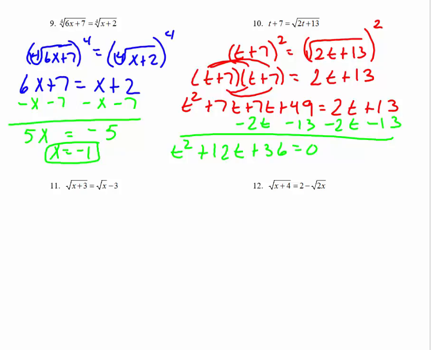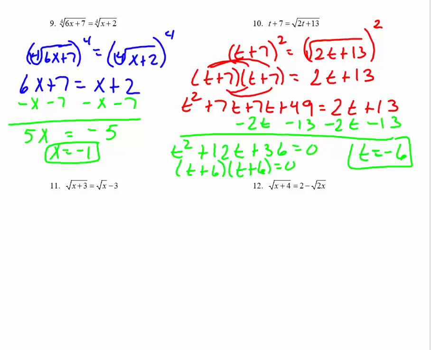It is factorable. Factors of 36 that add up to 12 are 6 and 6. So I get t plus 6 and t plus 6 equaling 0. So therefore we only get one answer out of that, t equaling negative 6. In college algebra, we'll talk more about what happens at that point. Checking that answer, it does check, so we're okay keeping that as our only solution.